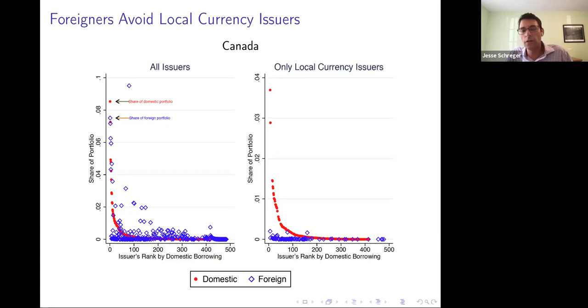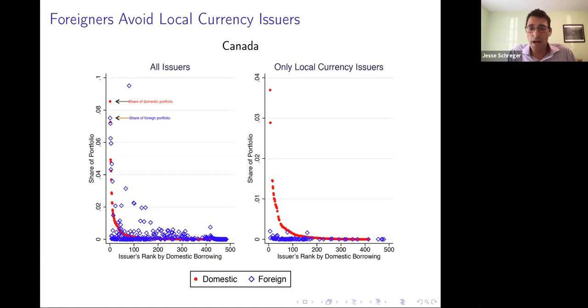So this only local currency issuers graph is basically saying, let's only look at the Canadian firms that borrow only in Canadian dollars. And let's ask, how much of the domestic portfolio in red do their bonds account for versus how much of the foreign portfolio do those same firms account for in the blue diamonds? And what you can see is that some of these firms that are local currency only are pretty big.